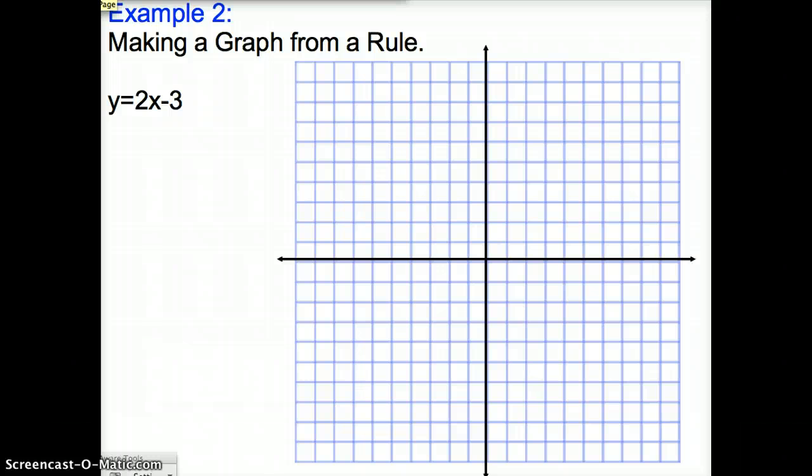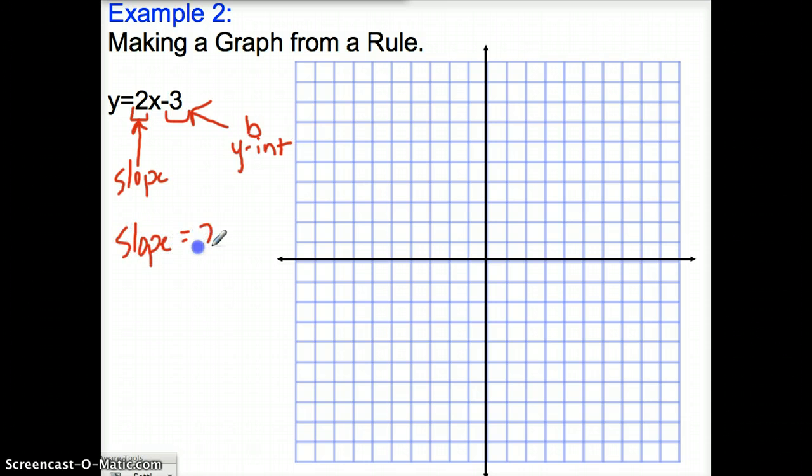So we always want to remember what these numbers stand for. Remember, the number with x, multiplying x, is always your slope. And the number being added or subtracted off is your b value or your y-intercept. So it looks like our slope equals 2, and our y-intercept, which means our starting value, is equal to negative 3. So negative 3 is where I'm going to start, but remember it's always starting on the y-axis, so I'm going to start down at negative 3. And that's how I'm going to use the b value in my rule.